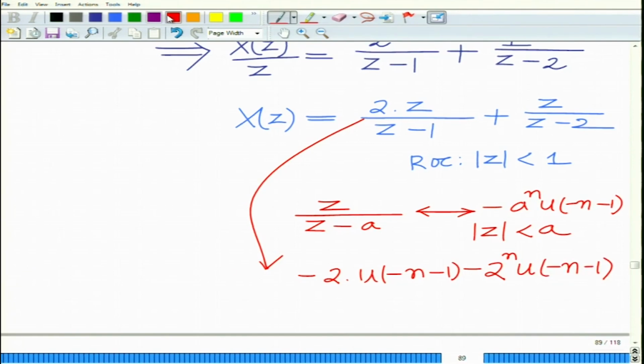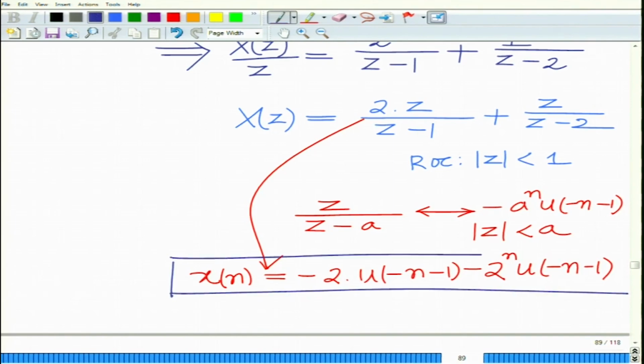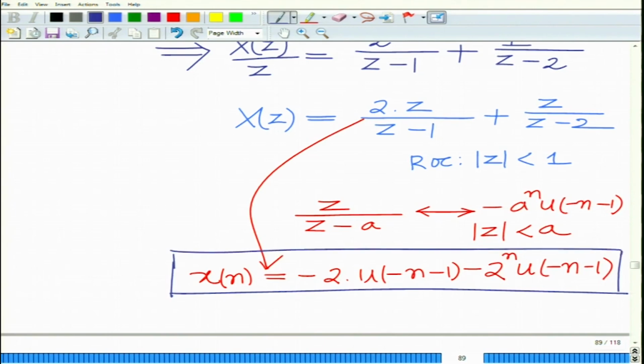So, this is basically your sequence x of n. x of n is minus 2 u of minus n minus 1 minus 2 raised to n u of minus n minus 1. So, this is basically your solution. This is basically the inverse Z transform.